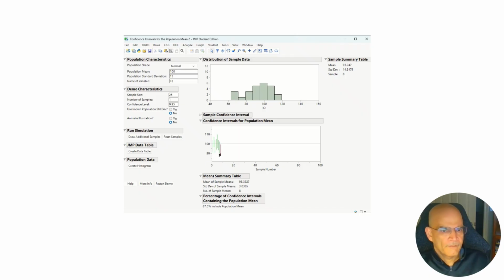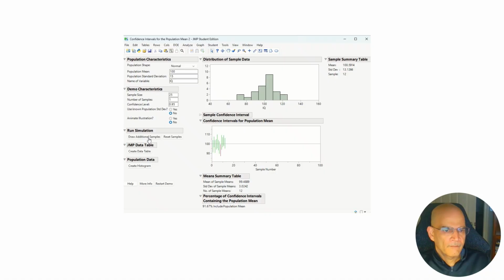This one does not have the population mean. That is one of the reasons why you cannot say that there is a 95% chance that the population mean is included. It just means that 95% of the samples will include the population mean. So let's just keep drawing samples and see what happens.